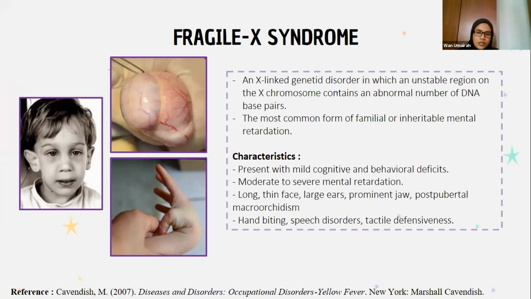And also, the child may have hand biting, speech disorders, and tactile defensiveness, which is when the person is very sensitive to touch. In addition, as in the picture of the hands, the patient may have hyperextensible joints.